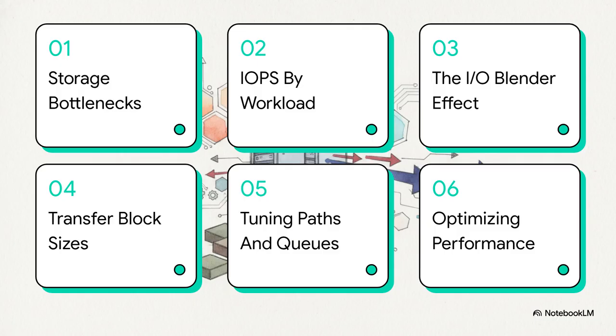Here's our roadmap for the explainer. First, the hidden storage bottleneck. Then, standard IOPS by workload, followed by the I/O blender effect. After that, measuring transfer block sizes, tuning paths and queues, and finally, optimizing virtual storage performance.